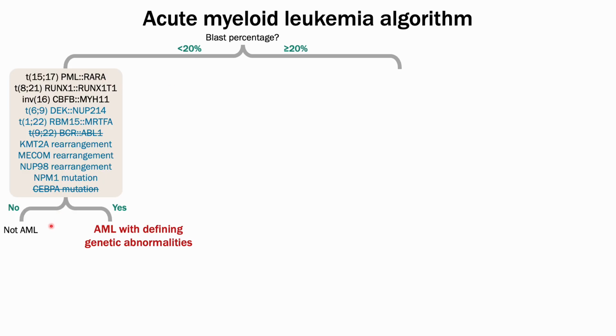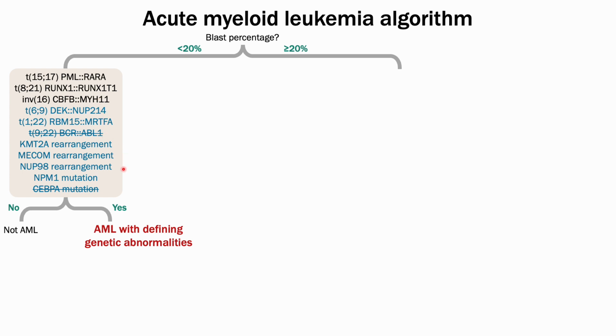If you don't have one of these, you can't call it AML below 20% blasts. If you do have one of these, you might be able to call it AML with defining genetic abnormalities. The traditional ones that allowed you to call AML below 20% are t(15;17) PML-RARA in acute promyelocytic leukemia, t(8;21) RUNX1-RUNX1T1, and inversion 16 or t(16;16) CBFB-MYH11. And these three are associated with favorable prognosis.